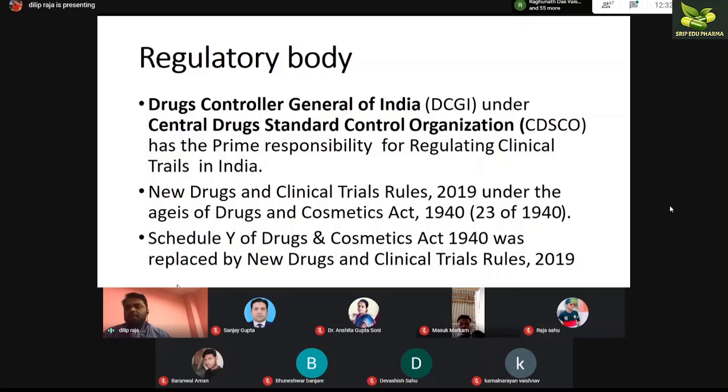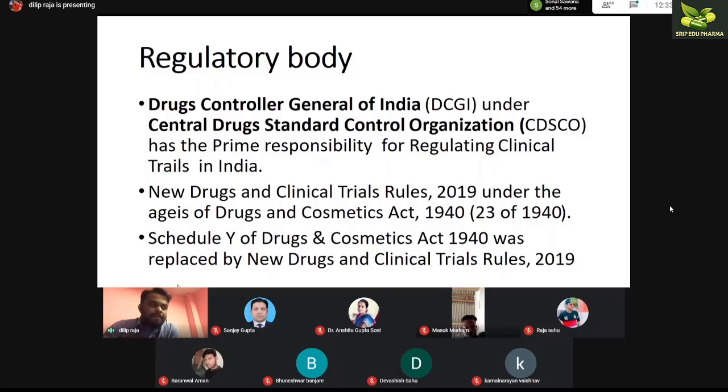So who is the regulatory body in India? The Drug Controller General of India, DCGI. He is under the Central Drug Standard Control Organization, CDSCO. So the Central Drug Standard Control Organization, CDSCO, is the regulatory body of India, and in that, the highest position is the DCGI, Drug Controller General of India. He is the one who has the prime responsibility for regulating the clinical trials in India, right?